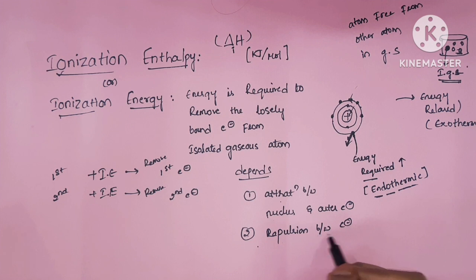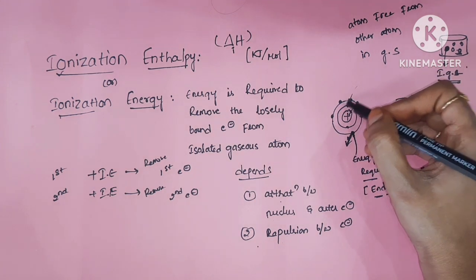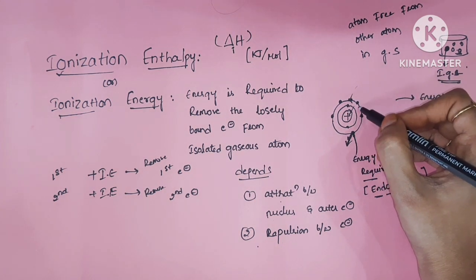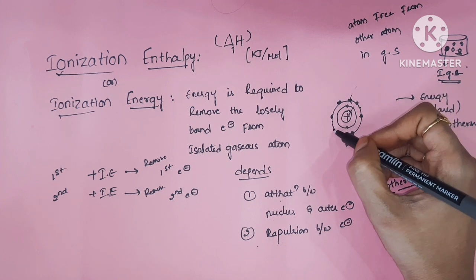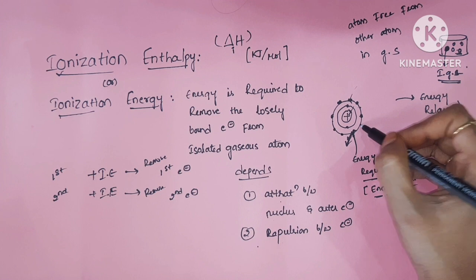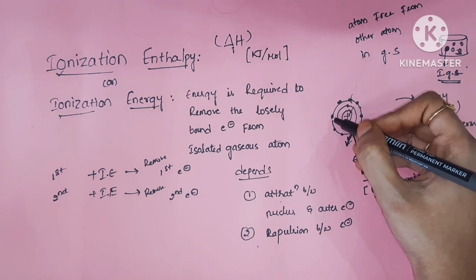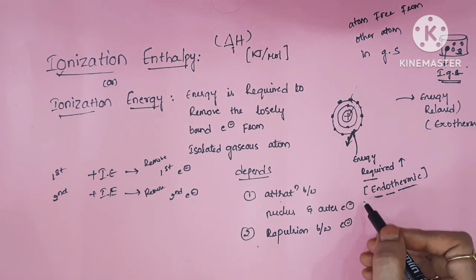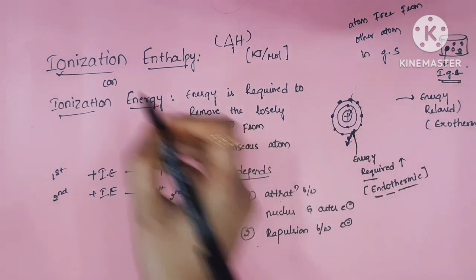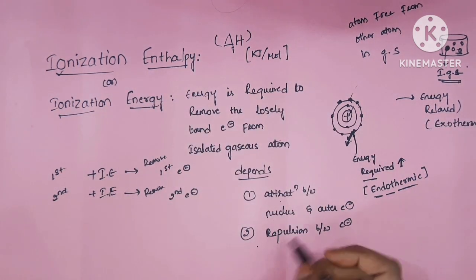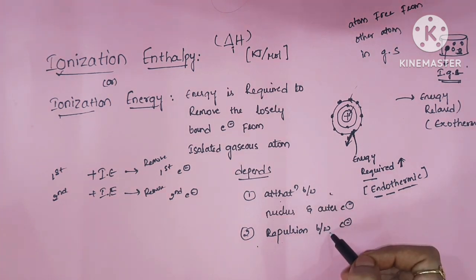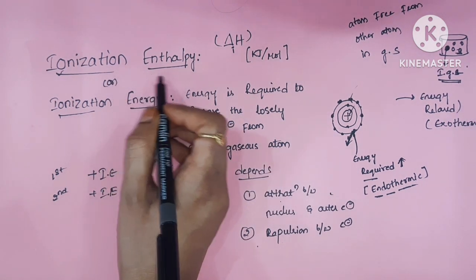Multi-electron atoms have more repulsion. Generally, when multiple electrons are placed in the outer shell, the repulsion between them is very high. In that case also, high ionization enthalpy is needed. So these two factors influence the ionization enthalpy.